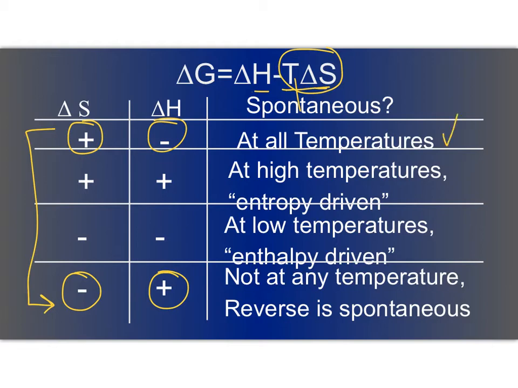So in this first scenario, the reaction is both enthalpy and entropy driven. In the last scenario, it is not spontaneous, so it's not driven by anything. But the two middle scenarios, when you have a positive delta S and a positive delta H, we say the reaction is entropy driven if temperature is high, and it's enthalpy driven if you have a low temperature.